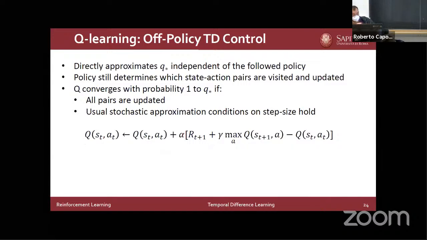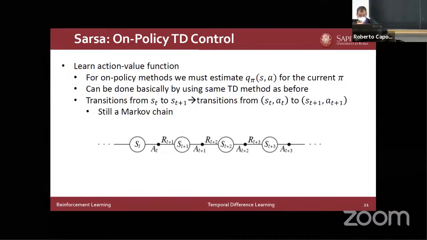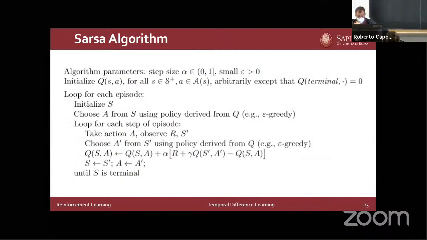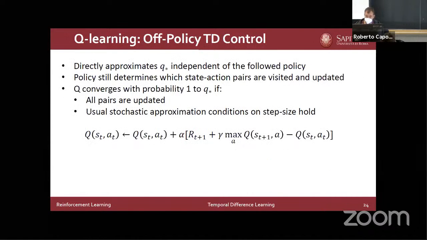Q-learning is different. We say that SARSA is trying to estimate Q pi, so the value of the policy. It specifically depends on the policy, and it converges to the optimal policy and the optimal Q eventually. Q-learning behaves slightly differently because it's trying to directly approximate Q star. It's trying to directly approximate the optimal value function, so independently of the policy.